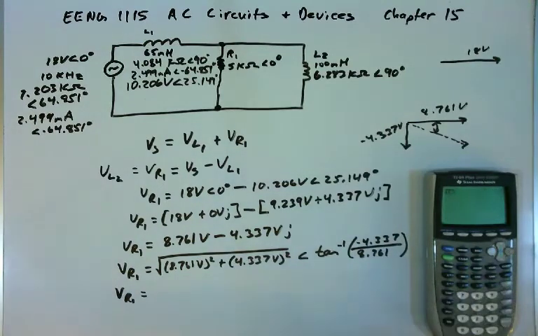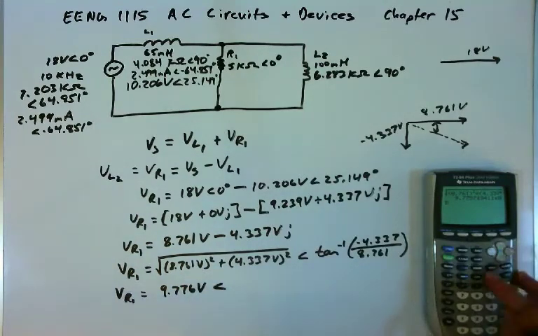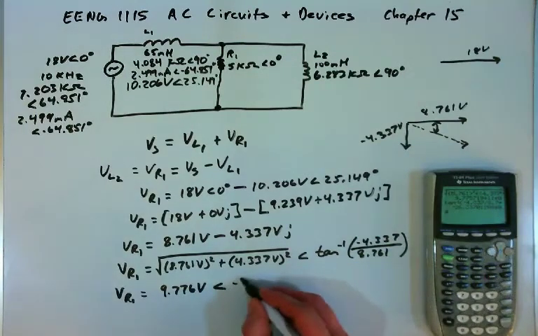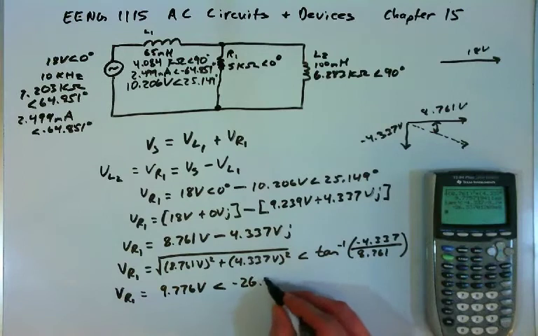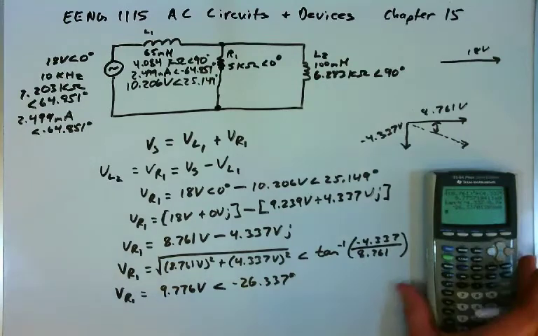And so VR1 will equal the square root of open parentheses 8.761 close parentheses squared plus open parentheses 4.337 close parentheses squared, and the magnitude will be 9.776 volts, and the angle will be the inverse tangent of negative 4.337 divided by 8.761. And so the angle is negative 26.337 degrees.